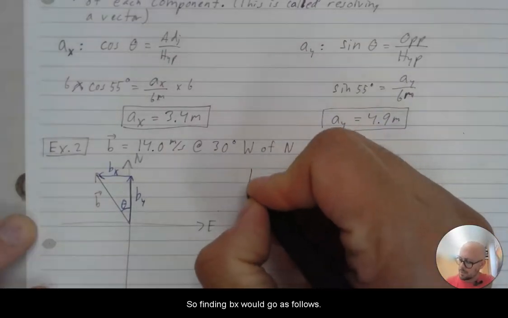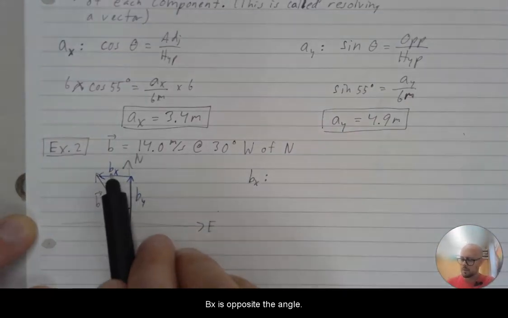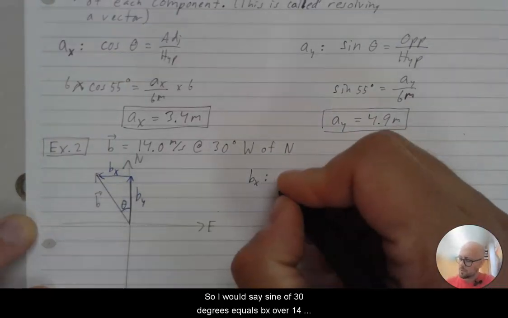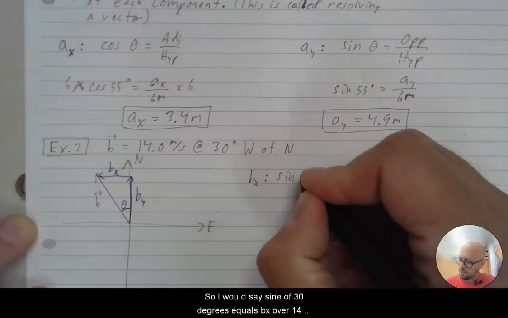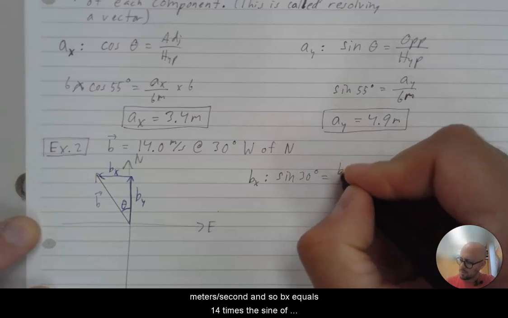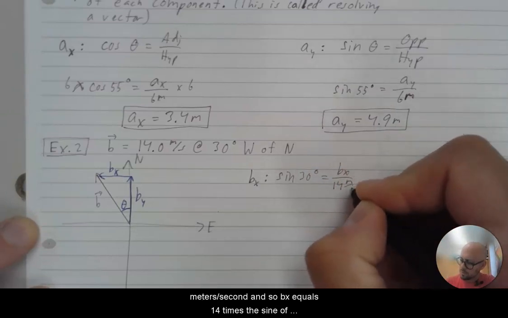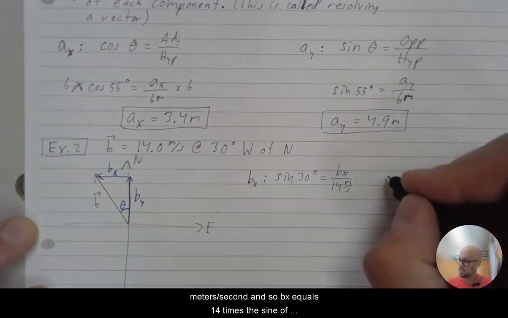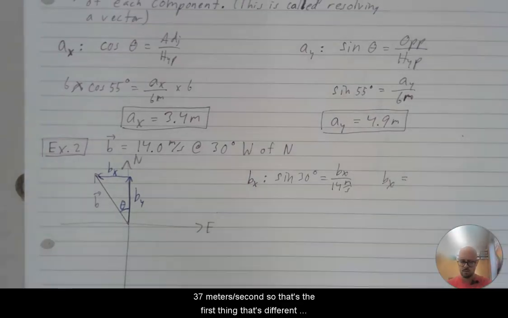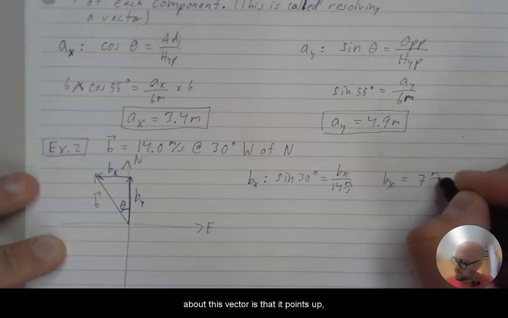So finding BX would go as follows. BX is opposite the angle. So I would say sine of 30 degrees equals BX over 14 meters per second. And so BX equals 14 times the sine of 30, 7 meters per second.